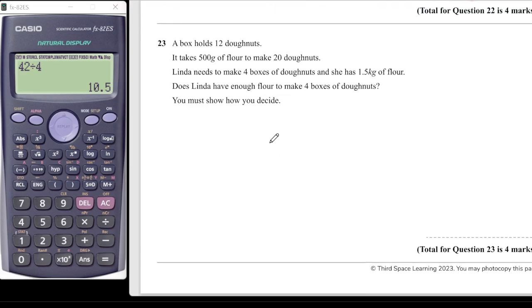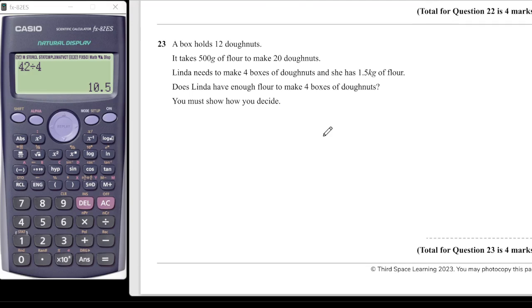Question 23. A box holds 12 donuts. It takes 40 grams of flour to make 20 donuts. Linda needs to make 4 boxes of donuts, and she has 1.5 kilograms of flour. Does Linda have enough flour to make 4 boxes of donuts?